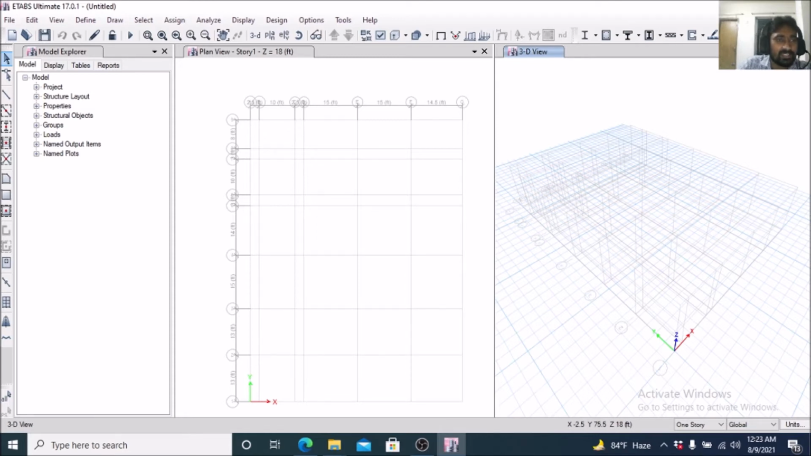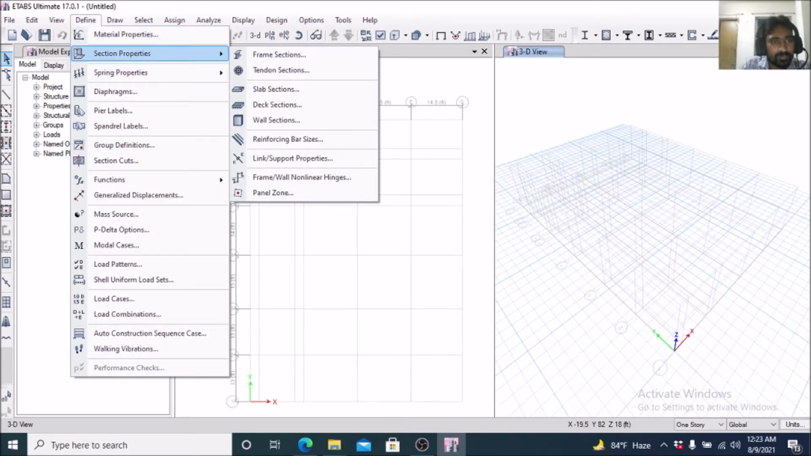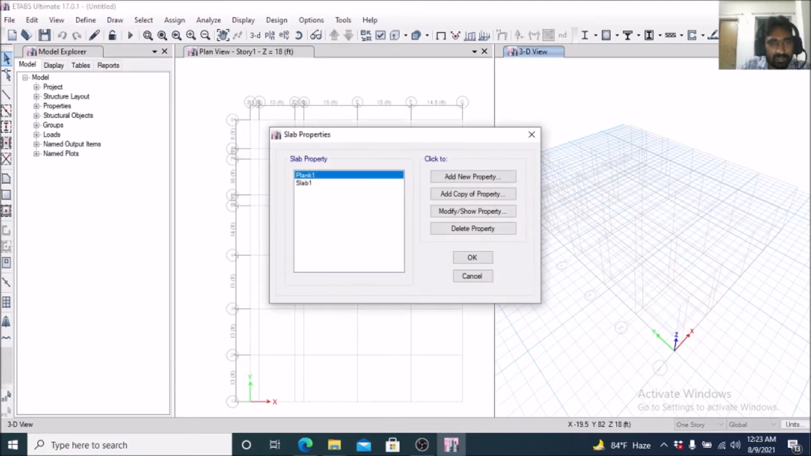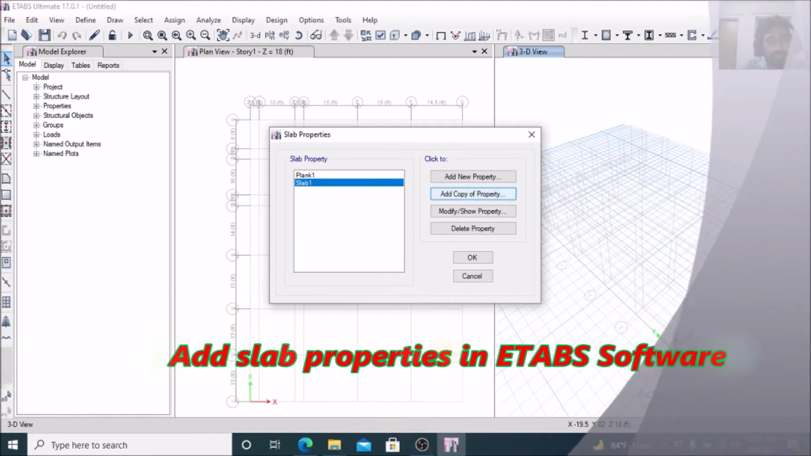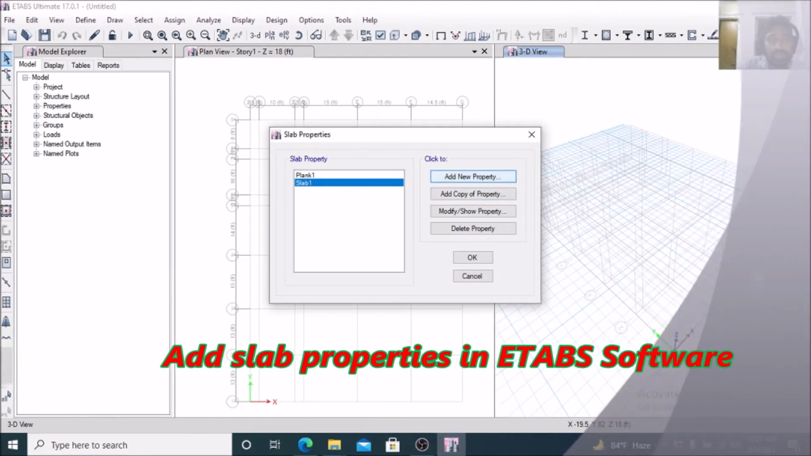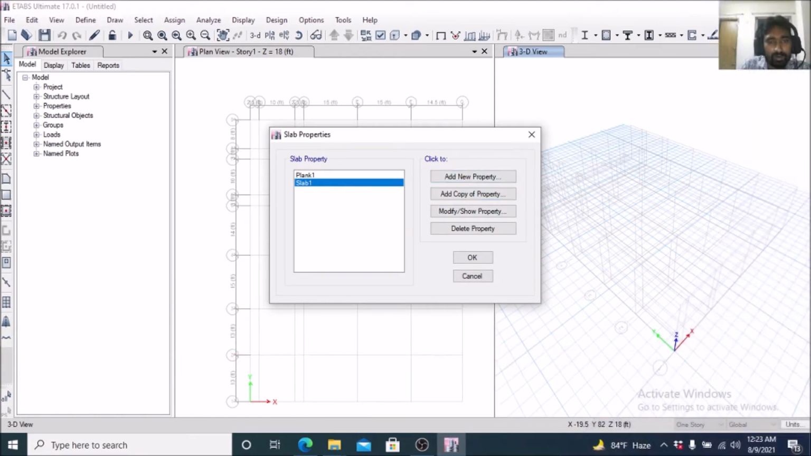After that, first of all we have to define section properties, then we have to click slab section. By default some slab properties have been assigned here. If we want to click slab 1, we have to modify it, or if we want to add new properties, we can continue. So add new properties.